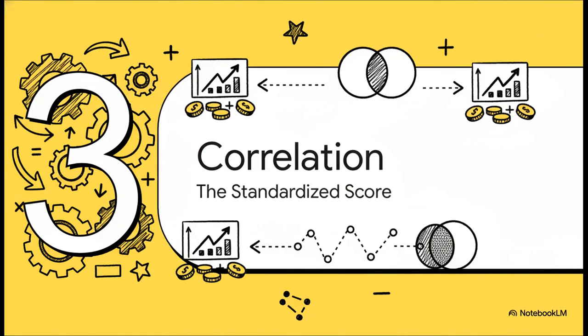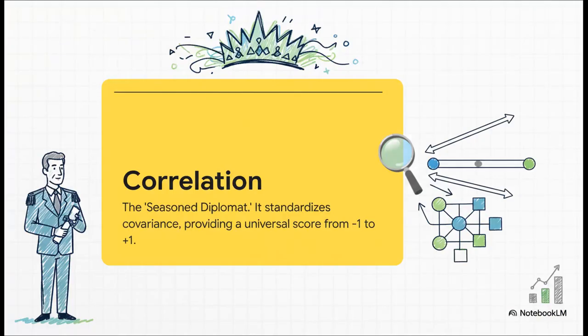And that brings us to part three and a much, much better tool for the job, correlation. So if covariance is the unpredictable diva, correlation is the seasoned diplomat. It takes all that raw info from covariance and neatly standardizes it on a simple universal scale that always runs from -1 to +1. All of a sudden, that messy, hard-to-read number becomes a clean, easy-to-understand score.